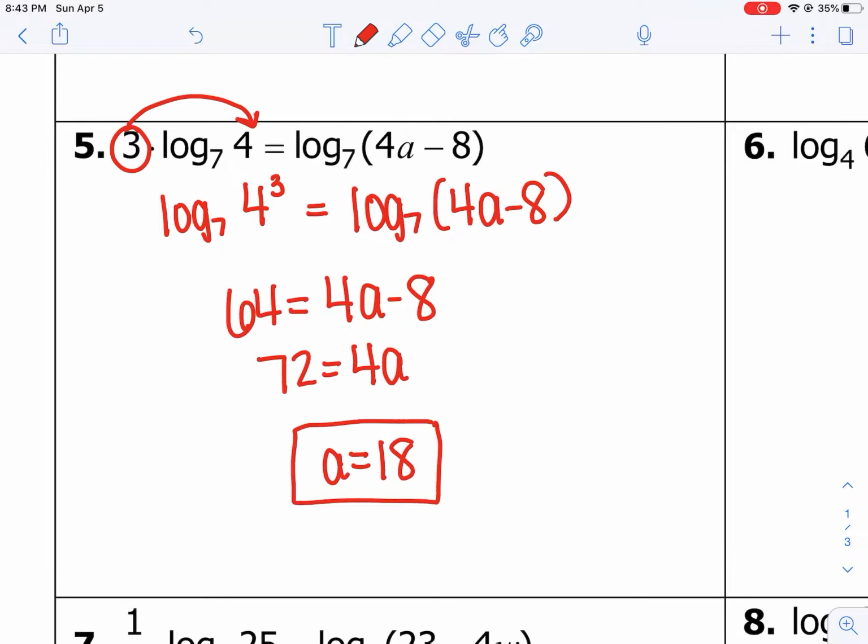Check it, plug it in, make sure that it works. If you plug 18 in, 18 times 4 minus 8, you're not getting a negative number, so it works. And you can't even substitute it into the other side, so you are good there.